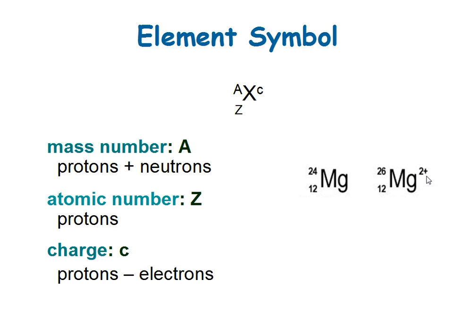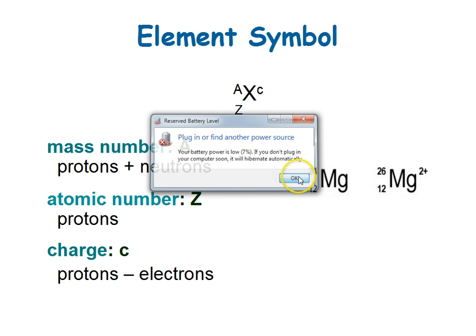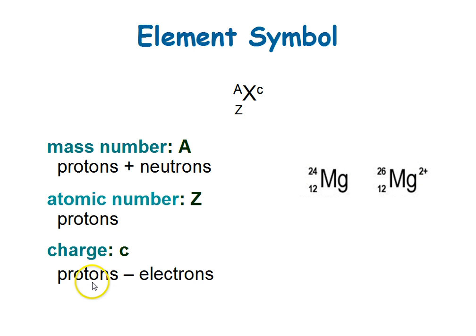If it's understood to be 0, you can leave it blank. However, this one does have a charge, which means that if it's +2, I have 2 more of my positive particles than I have of my negative ones. And so my protons are going to be 2 more. If I have 12 to begin with, I would have 10 electrons.